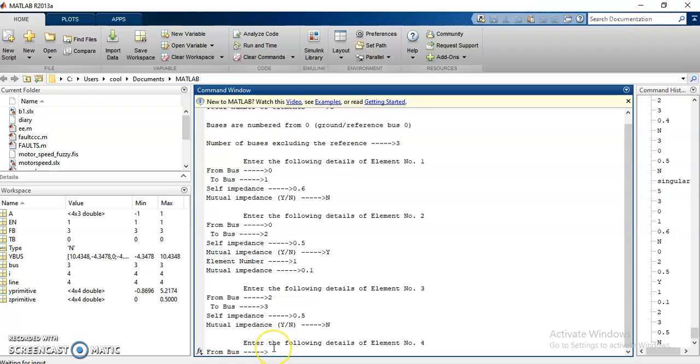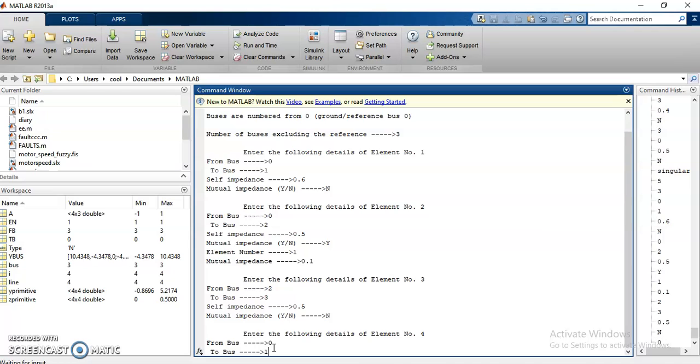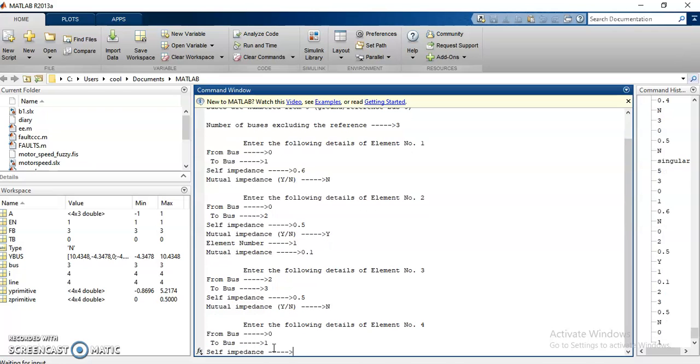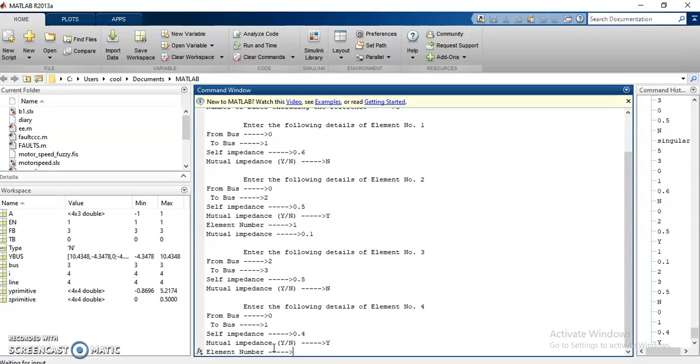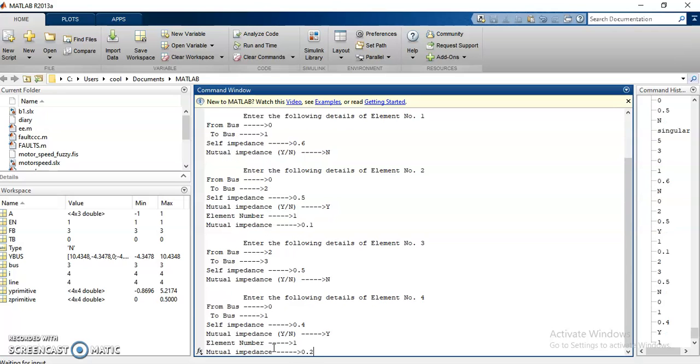Next, fourth element. Fourth element is in between 0 to 1. Self impedance value they have given in the problem is 0.4. Is there any mutual impedance? Yes. What is the value of mutual impedance? 0.2. Sorry, the element number you have to write first. Element number is 1 and mutual impedance is 0.2.